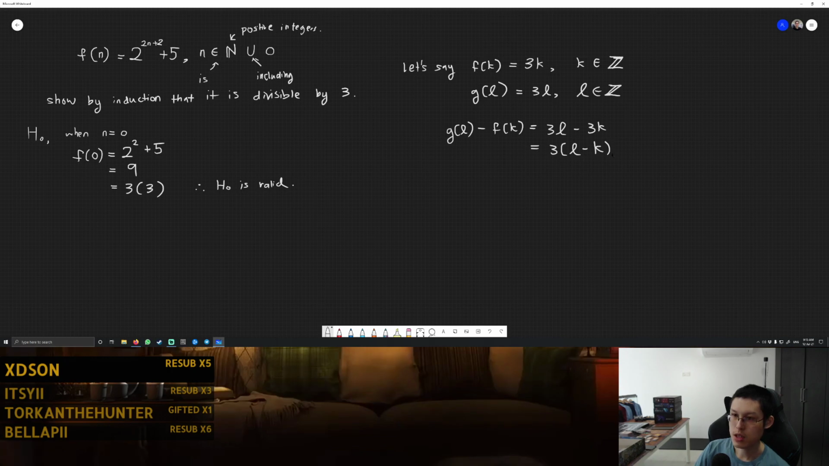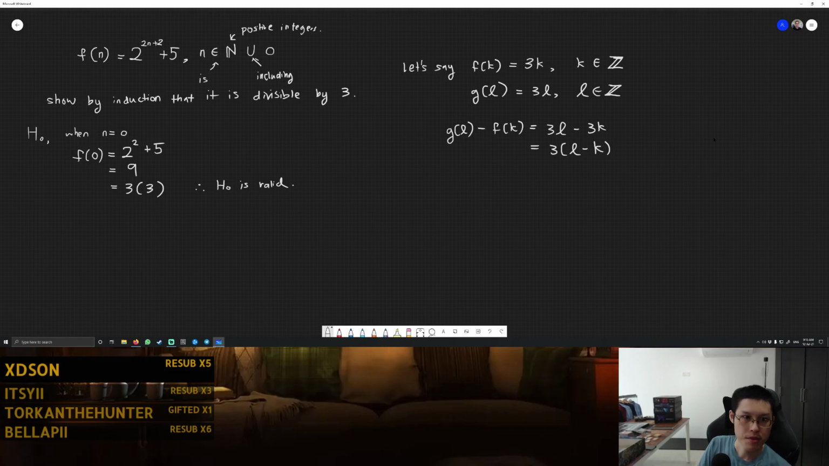Similarly, if this is divisible by 3 and this is divisible by 3, this should also be divisible by 3. So if two of the three terms are divisible by 3, then the third term is going to be divisible by 3 as well. That's the whole argument that we're trying to go for here.